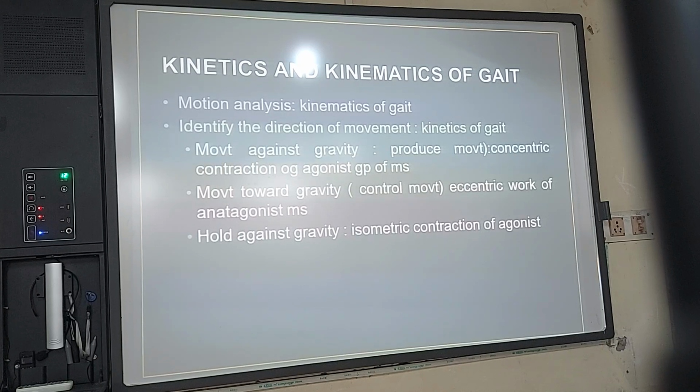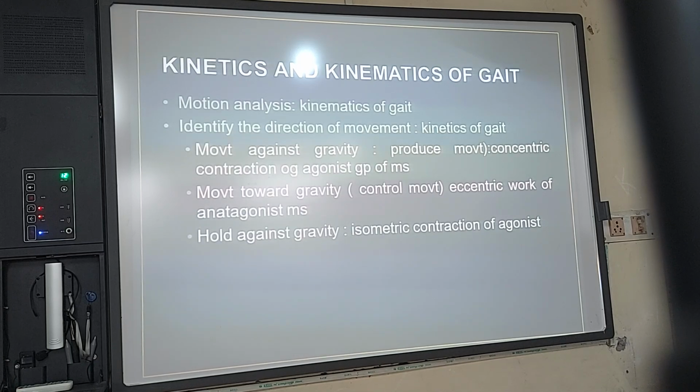Since you have done this in your BPT, in your 4th sem, now what is there in your syllabus is kinetics and kinematics of gait. Since I took this, I have just added these slides. Yesterday I gave one PPT to Aman. These slides were not added on it. I added this only because this is a separate topic given to you guys, and a separate 10-mark question is given to you for this. Fine. So kinetics and kinematics of gait.